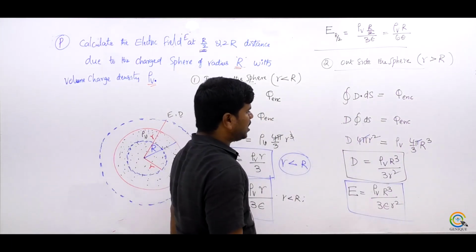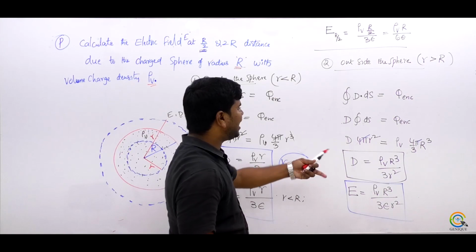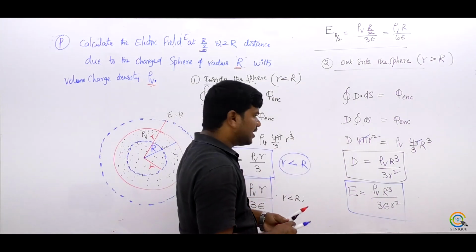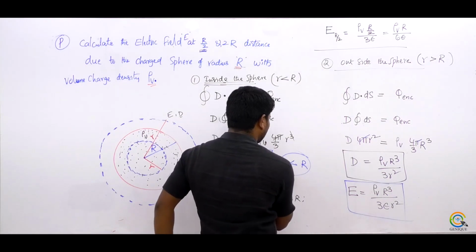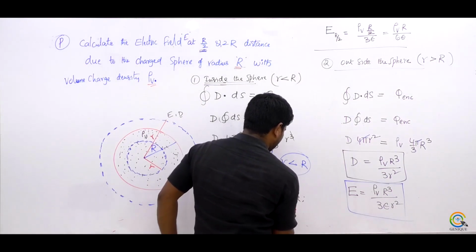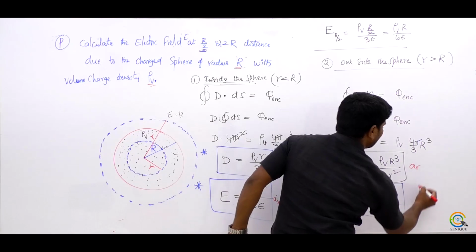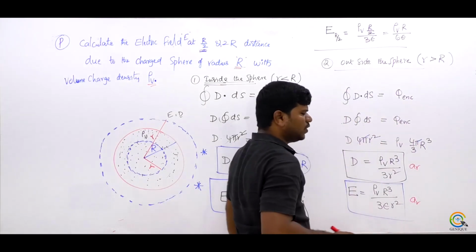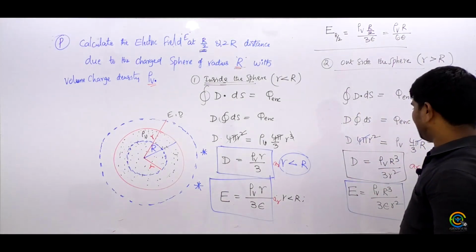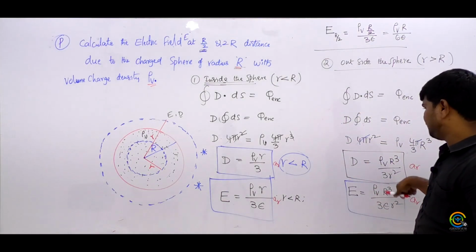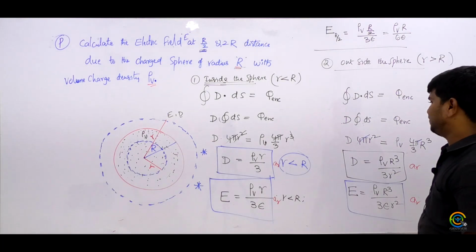Okay, 3 epsilon r square. How is the electric field directed? The electric field is directed radially outward. We concentrated only on the magnitude here. The electric field is directed radially outward. So this is the thing you should observe.